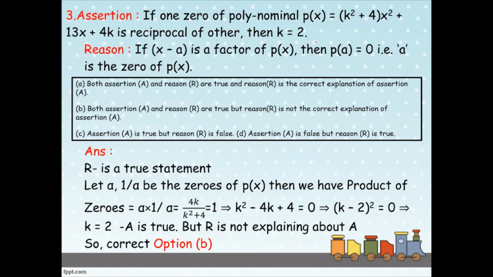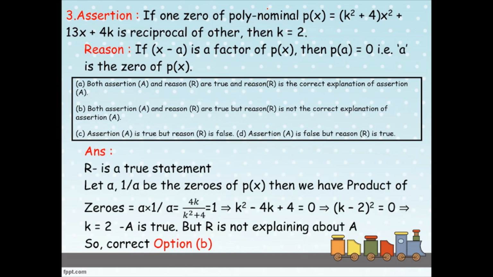Now we go for the reason. X minus a is a factor of p of x. Then p of a equal to 0. A is the zero of p of x. Of course, if x minus 2 is a factor, we will equate it to 0 and we declare x equal to 2 is a zero of the given polynomial. So the reason is a true statement.